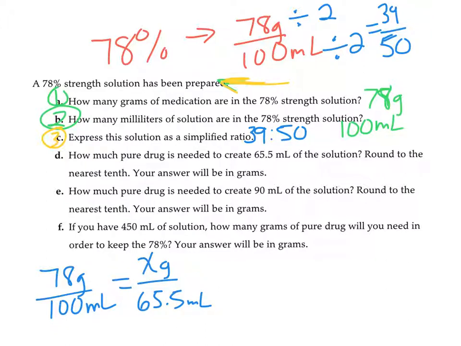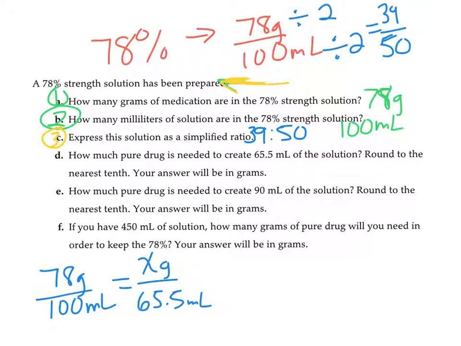So using that as my proportion, I've got it set up where it's known on one side, unknown on the other. I've got grams on top of both, milliliters on the bottom of both, so I know that my units have matched up. All I need to do is cross multiply and divide. So if I cross multiply 65.5 times 78, I get 5,109, but then taking that and dividing by 100 should give me 51.09.